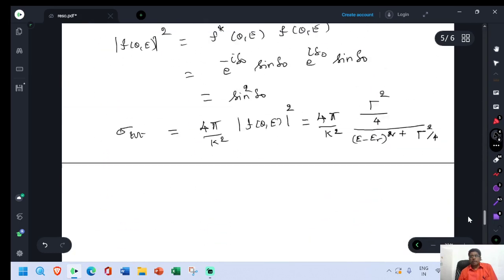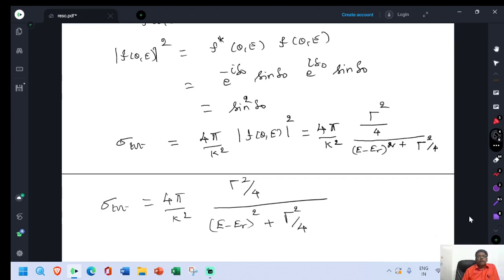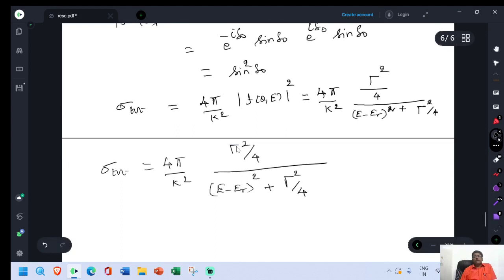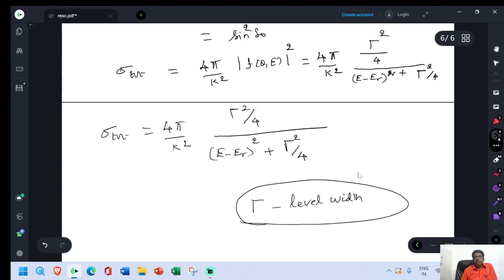Then the total scattering cross section equals 4 pi by k square into gamma square by 4 whole divided by E minus ER whole square plus this gamma square by 4. This is our level width. This is called the Breit-Wigner formula. Here this is our level width, which talks about energy distribution. We talk about this level width while studying our compound nucleus. This is our Breit-Wigner formula.